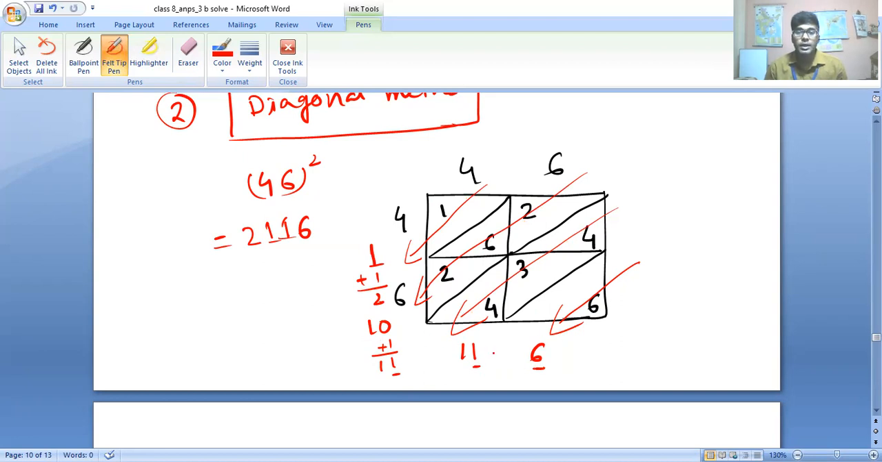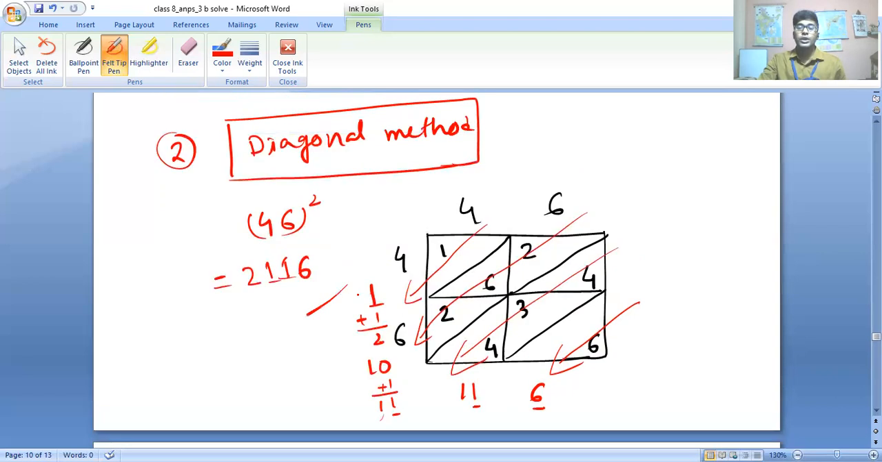So here 6 we have written, and here 1 we have written, and this 1 we have carried forward to the next number. So plus 1 we have done. So 11, again first digit we have written, and the second digit again we have carried forward to the next number. So 1 plus 1 becomes 2. So that is our final answer. So that is how we solve this by the diagonal method.